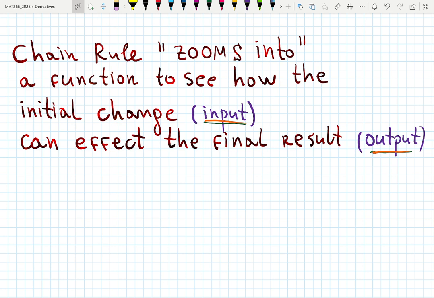But in biological, medical, engineering and physics applications, that's important to know. Should I add a little bit more food to the population of rabbits on the farm or take a little bit off? Will it change the result too much? Will they die? Will they produce less because there's lack of food or not? Chain rule does a little bit of that. It zooms into a function to see how a small initial change affects the output.